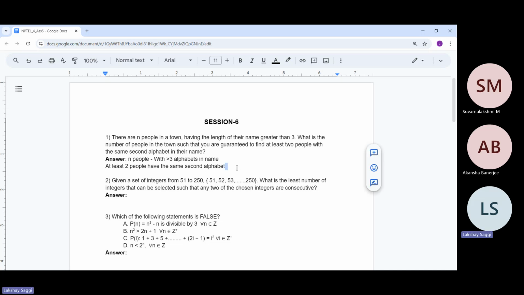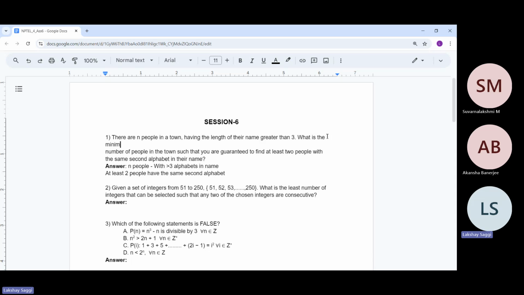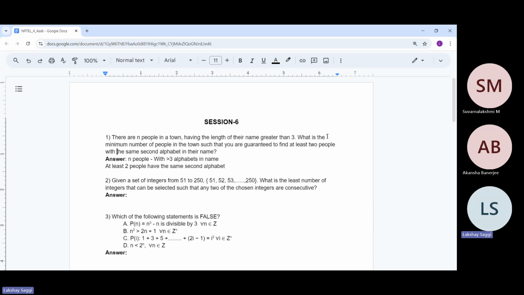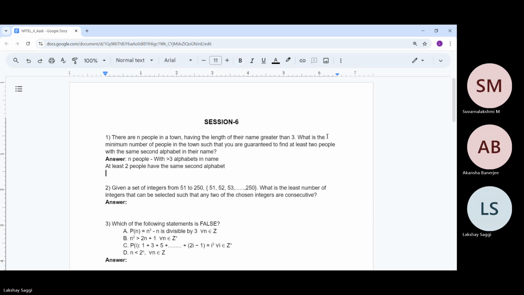Let's just see. I think we also need to find the minimum number of people, not just the number of people, because the number of people can be large. Okay, maybe we should get started. We know that there are n people given to us with the length of their name greater than 3, but we'll figure out that this n does not actually matter to us. The answer will still remain the same.